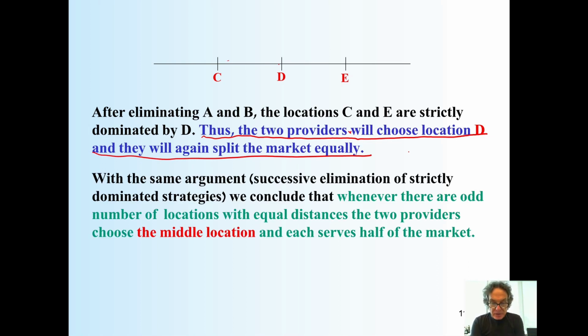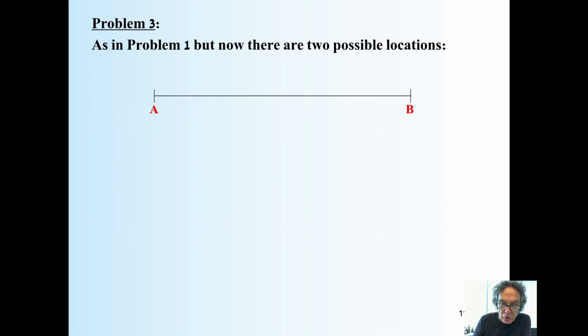With the same argument, successive elimination of strictly dominated strategies, we conclude that whenever there are an odd number of locations with equal distances, the two providers choose the middle location. We're talking about just two providers. Later on, we'll increase it. And each serves half of the market. So again, in that case, you'll get the middle if it's odd.